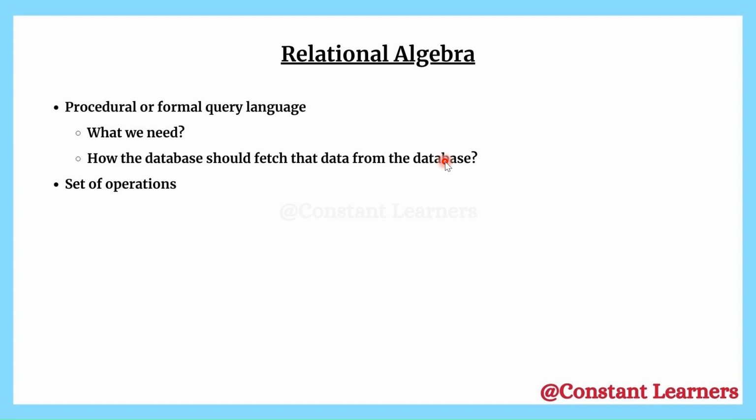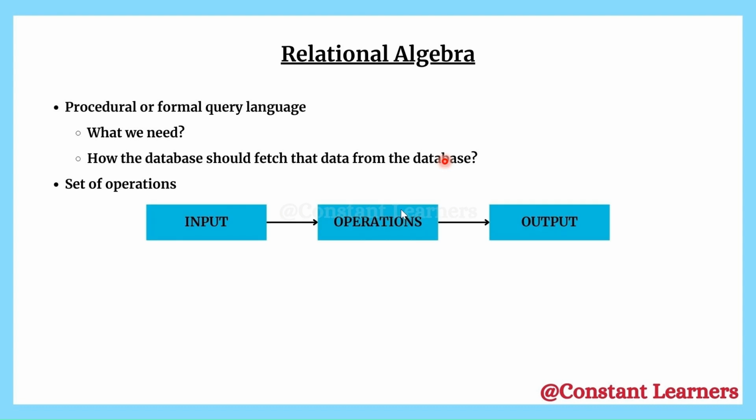Similarly, in relational algebra, we give the input, that is what we need, along with how we need, and it performs some set of operations and then fetches the data from the database, right? So it takes the input, performs some operations and provides us with an output, right? Some operations are being performed to fetch the output. And what is the input? Along with what we need, how we need, that is our input. Some mathematical operations are performed and finally we receive the output. I hope this much is clear.